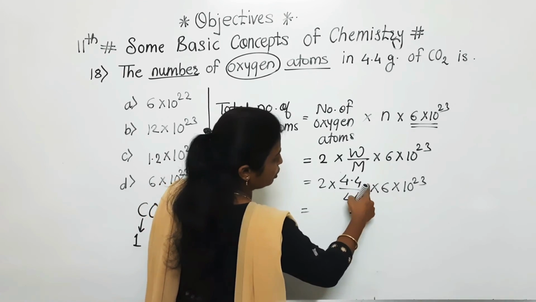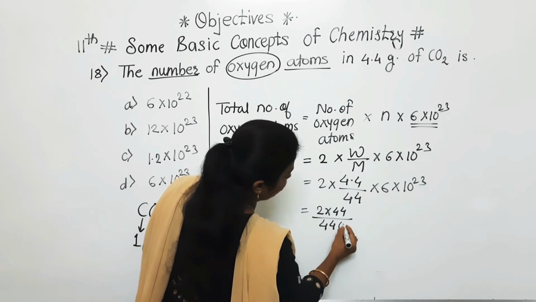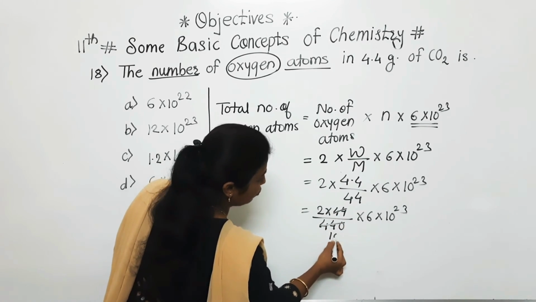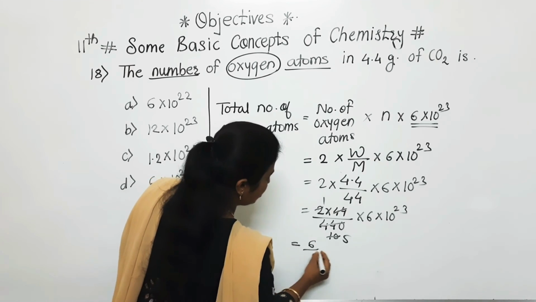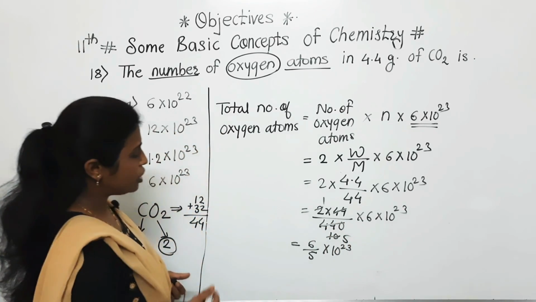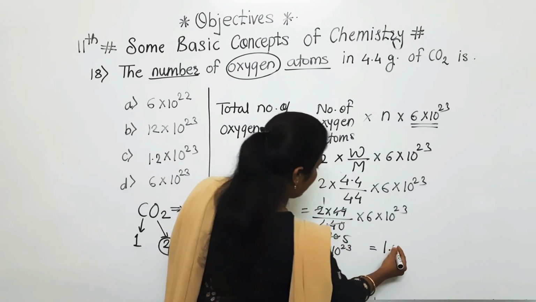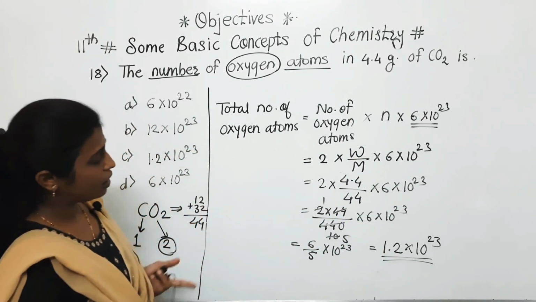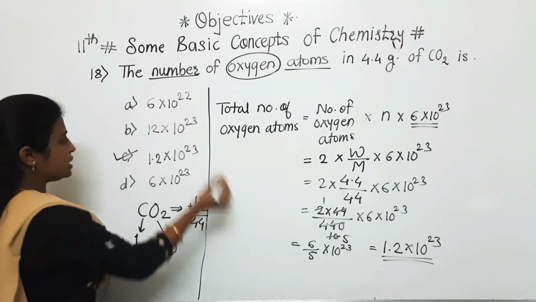Simply we are shifting one decimal to the right hand side. 2 into 44 divided by 440 into 6 into 10 raised to 23. 44 10s are 440. So 2 5s are 10. Answer will be 6 divided by 5 into 10 raised to 23. Are you getting my point? So in this way, if we consider this calculation here, we are getting 1.2 into 10 raised to 23. Here, if we consider the final answer, that is the 1.2 into 10 raised to 23, which is the correct option? That option C is the correct answer.